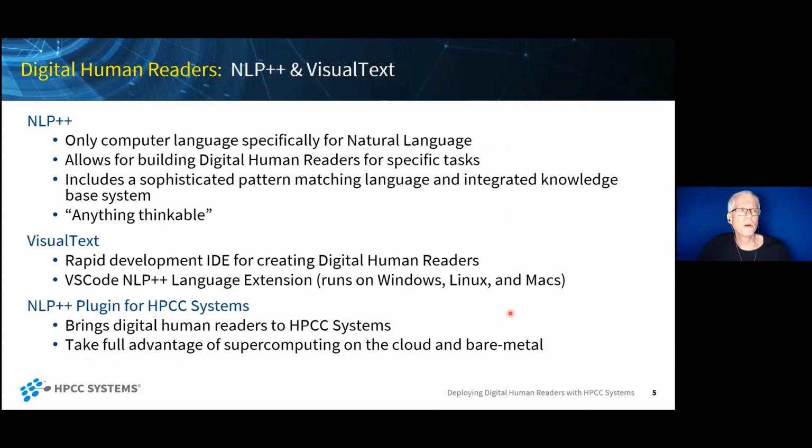Well, what we are going to use and have been using is NLP++ and Visual Text to build these digital human readers. NLP++ is the only computer language specifically for natural language, allowing for building digital human readers for specific tasks. It includes a sophisticated pattern matching language for the text and an integrated knowledge-based system. And basically anything thinkable. If you can think of it as a human being, you can program it. Visual Text is a rapid IDE for creating digital human readers. It is now available and is working quite well in VSCode. VSCode has an NLP language extension, and runs on Windows, Linux, and Macs.